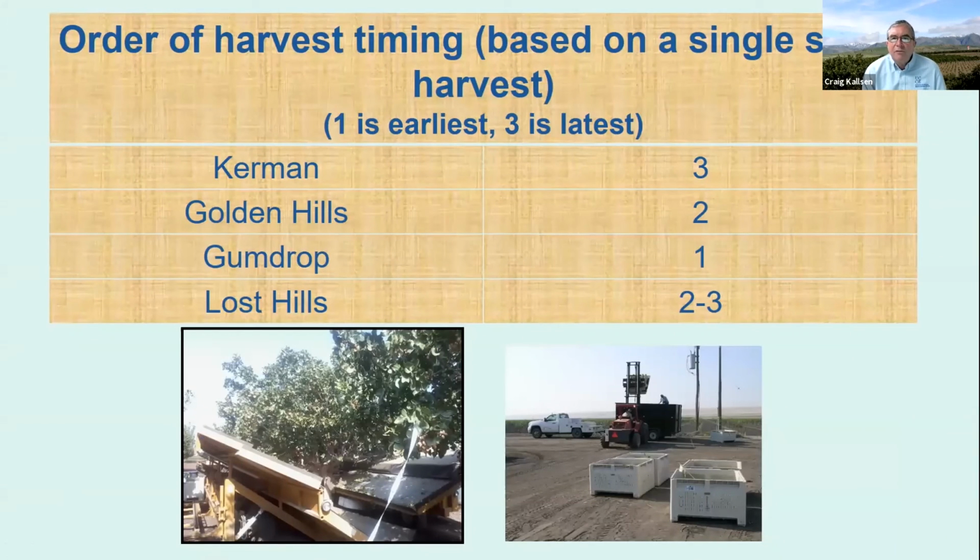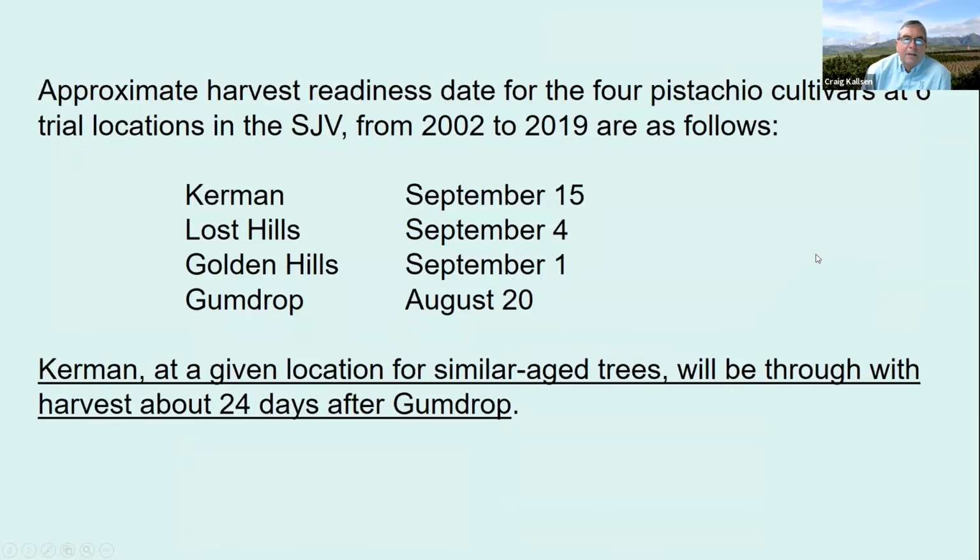So how about the order of harvest timing? Who harvests first? Gumdrop harvests first, Golden Hills second, Lost Hills sometimes with Golden Hills, sometimes with Kerman, and Kerman harvests last. And it's good to have a range. That makes the use of the harvesting equipment and hulling capacity much more efficient.